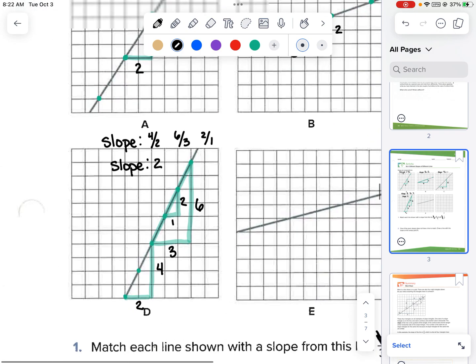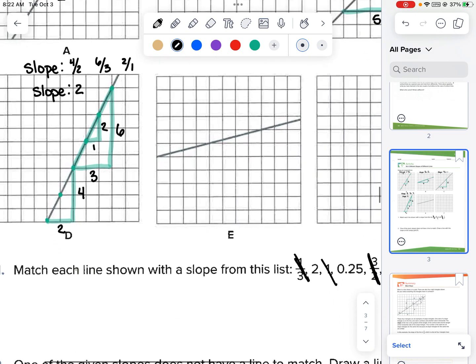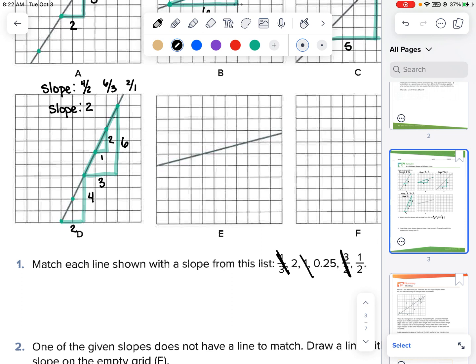Okay, so it doesn't matter what points you choose, as long as you choose points that are on the grid lines perfectly. Try E on your own.